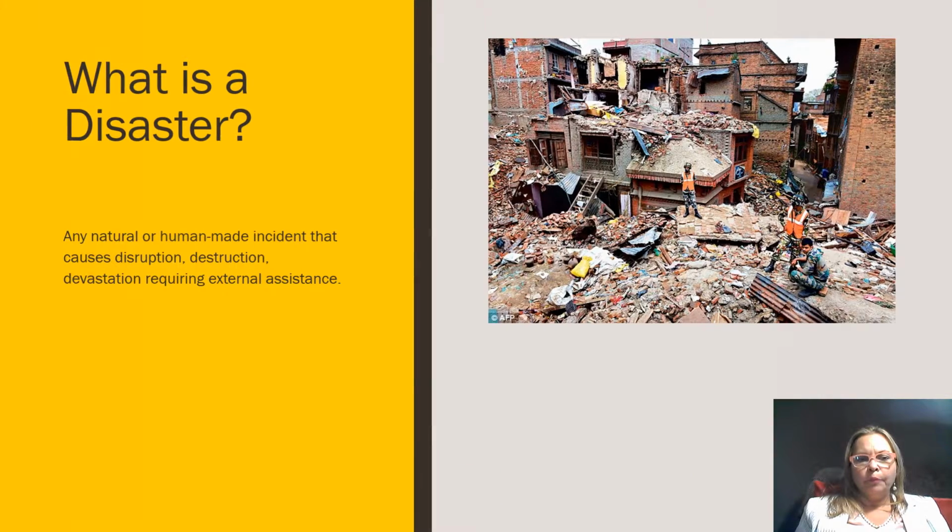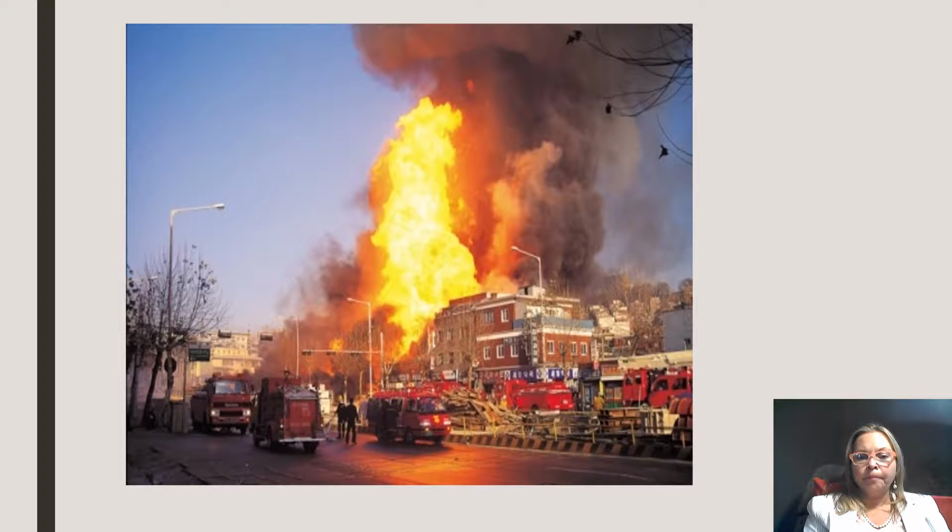So what is a disaster? We'll go through several pictures here of different disasters, but the basic definition in your textbook: any natural or human-made incident that causes disruption or destruction, devastation, requiring external assistance. So that could mean many things. The picture we're looking at right here, this could possibly be wartime. This could be an earthquake. It could have been a bomb of some sort. It could be terrorism. All, of course, different types of disaster.